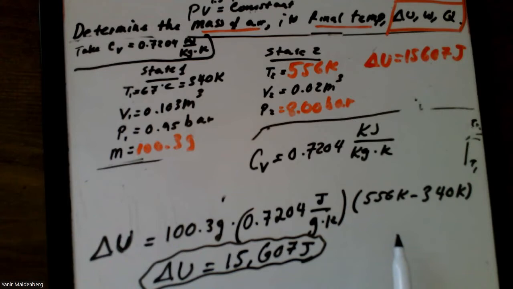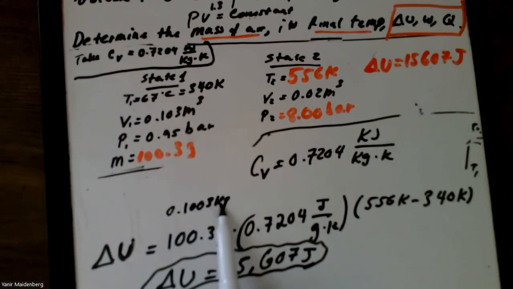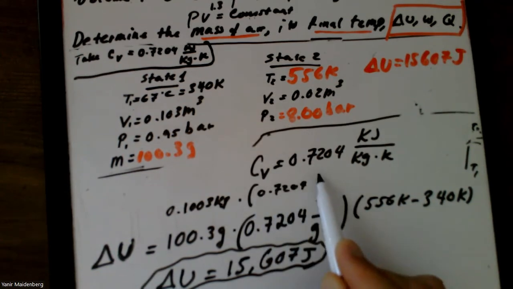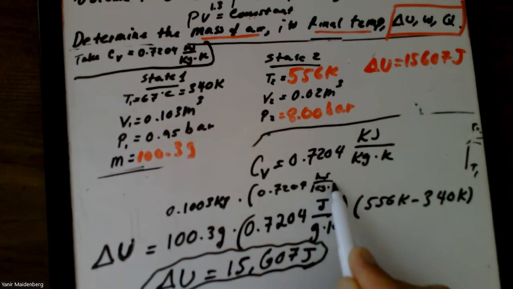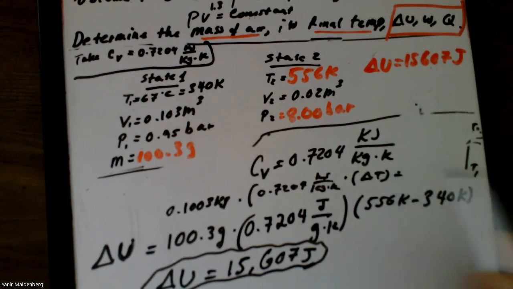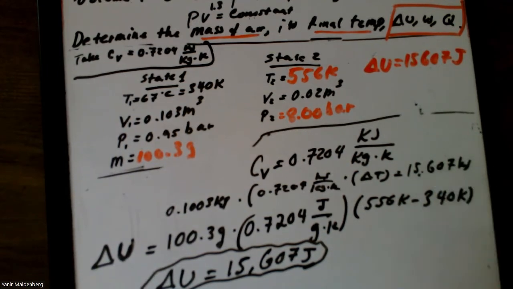If you're not comfortable with that, that's fine. Then you would just put this here as 0.1003 kilograms, and you would put 0.7204 kilojoules per kilogram Kelvin, and you'd put this delta T, well, it's the same delta T as this, and what you would get is 15.607 kilojoules, which is the same as that. But now you have it in terms of kilojoules, and if you want to convert it to joules, you just multiply by 1,000 and you get this.